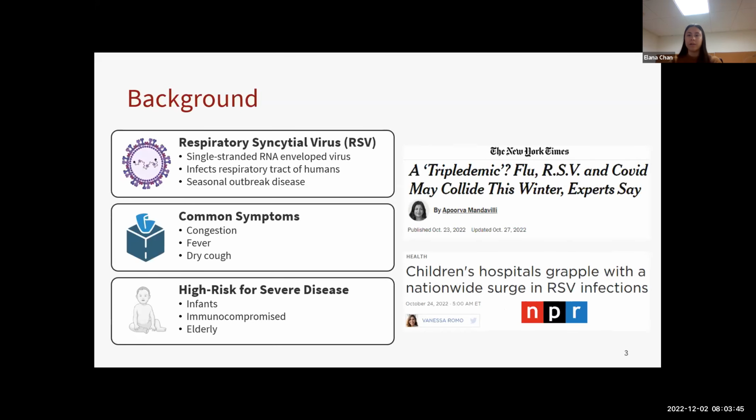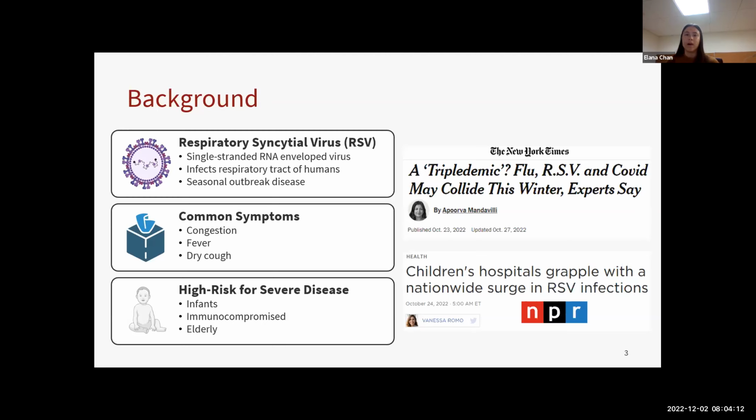Beginning with some background, RSV stands for respiratory syncytial virus, and this virus is a single-stranded RNA enveloped virus that infects the respiratory tract of humans. Unlike COVID-19, which is a novel disease, RSV has been around for a while and typically follows a seasonal outbreak pattern. Cases generally peak in October and transmission is ongoing, generally through May. But in the past few years, RSV transmission has followed an irregular seasonal outbreak pattern.